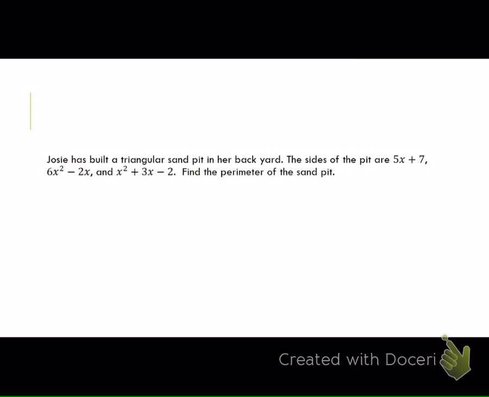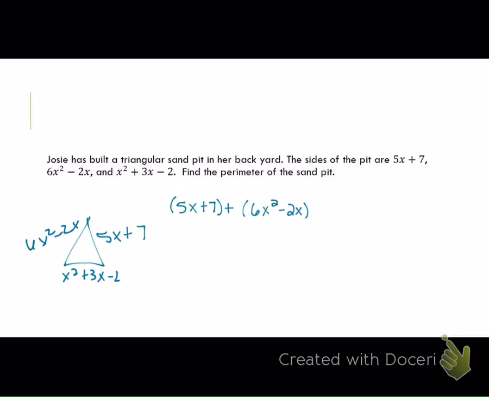So, Josie has built a triangular sand pit in her backyard. The sides are 6x squared minus 2x plus... I missed one, didn't I? 5x plus 7 and x squared plus 3x minus 2. Find the perimeter. What does perimeter mean? Add up all the sides. So I do 5x plus 7 plus 6x squared minus 2x, yeah, I almost forgot the x. Plus x squared plus 3x minus 2. Like terms. Good.